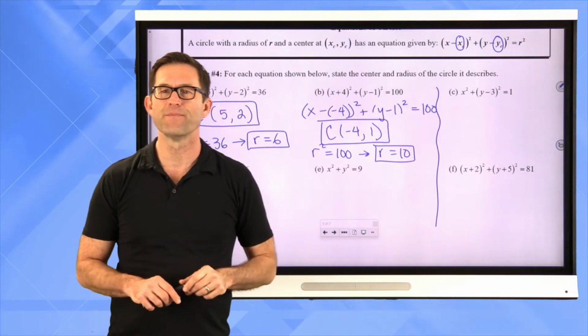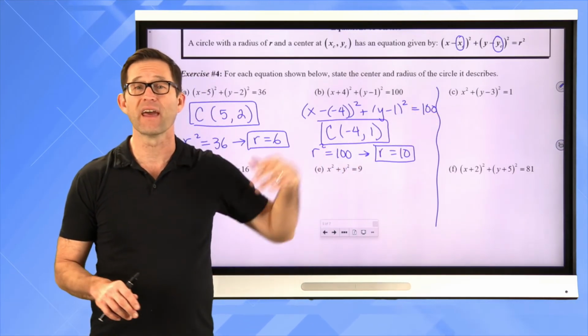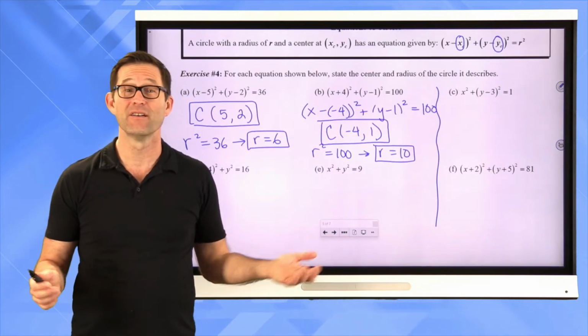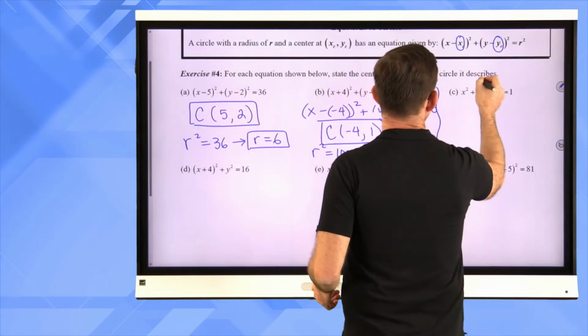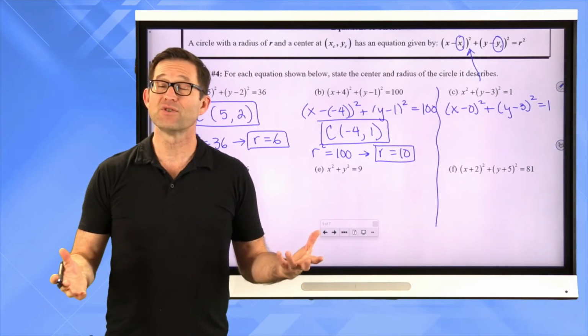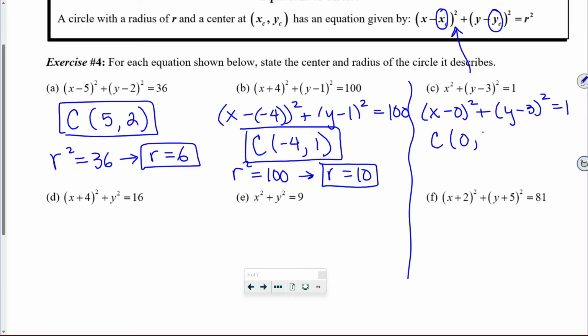Let's take a look at letter C. x squared plus y minus 3 squared equals 1. Well, this one looks particularly confusing because I'm not subtracting anything from x. And that's really the key. If you really want it to look like up here, you could always rewrite this as x minus 0 squared plus y minus 3 squared is equal to 1. Once you do that, if you're following this form, it gets to be pretty easy. The center is then at 0, 3, and the radius ends up being the square root of 1, which means the radius is just 1.